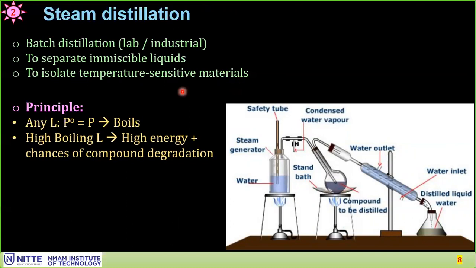Second one, it is also used to remove the components that are high boiling. Imagine that you have a component which is having a high boiling point. If you heat it to that particular temperature, it may degrade. The component may degrade and it becomes useless for you. The product becomes useless. You can't heat it to that particular point, but you have to remove it. In that case, you will be using steam to distill that particular product at a lower temperature.